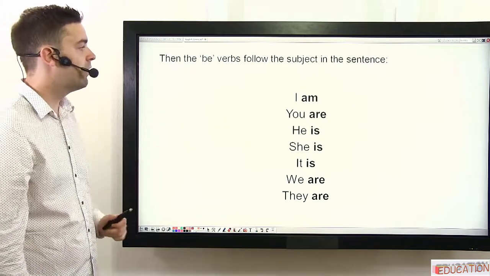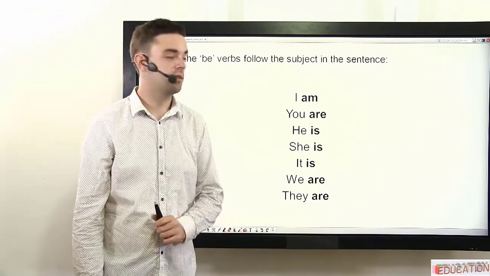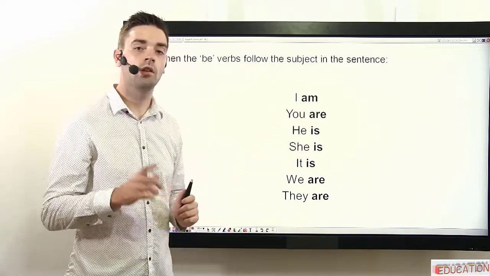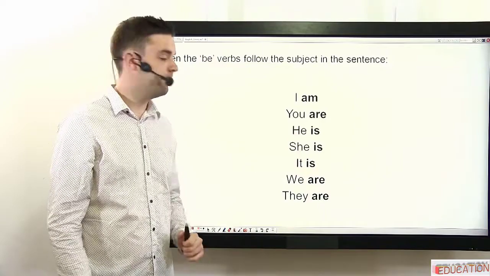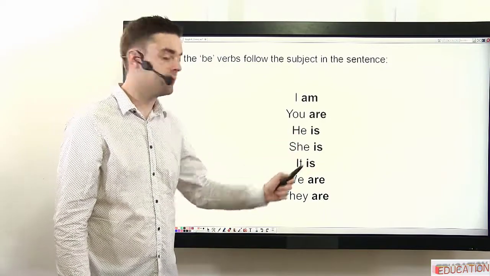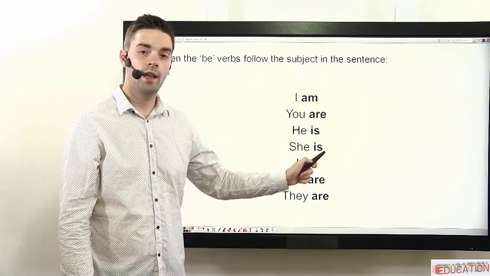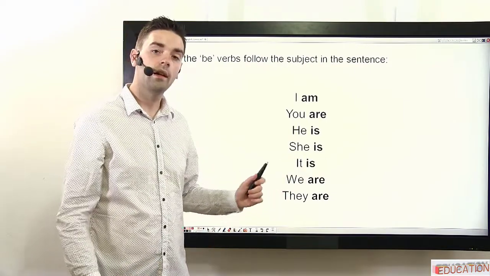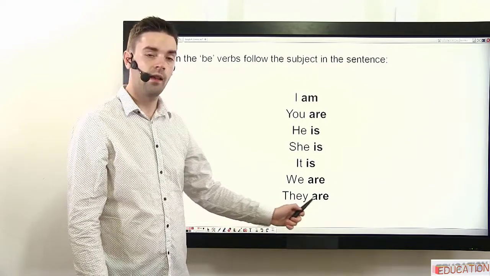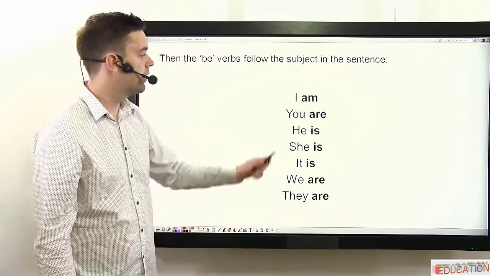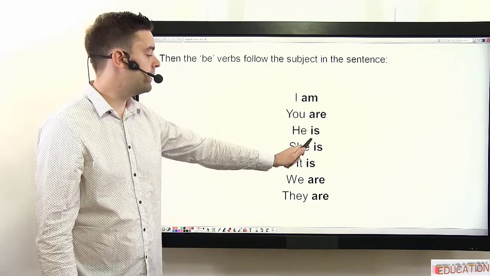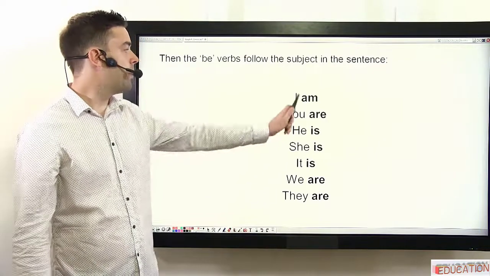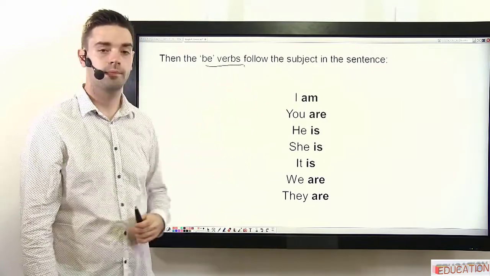The be verbs follow the subject in the sentence. I am. You are. He is. She is. It is. We are. They are. Am, are, is. These are the be verbs.